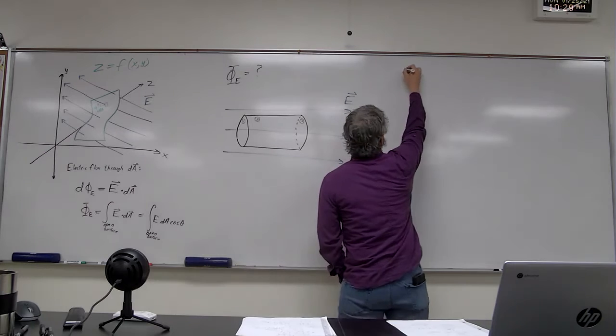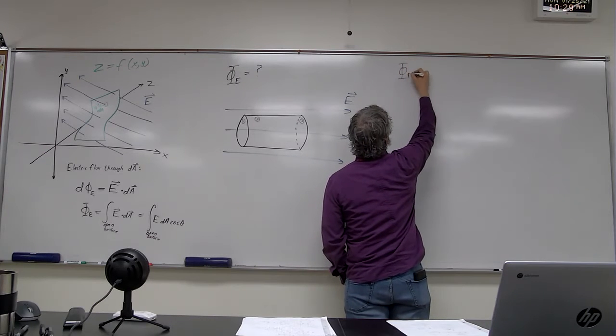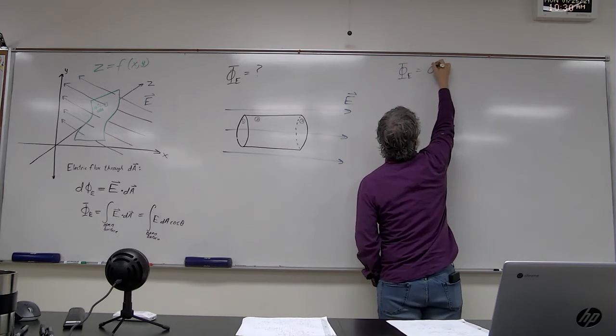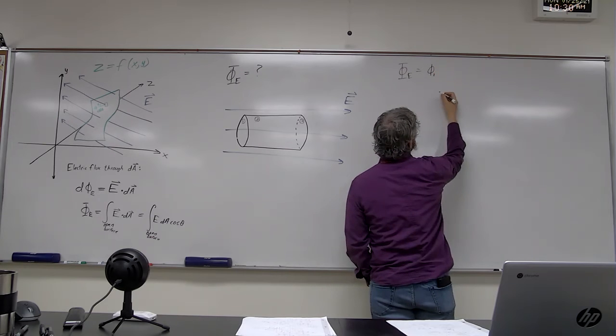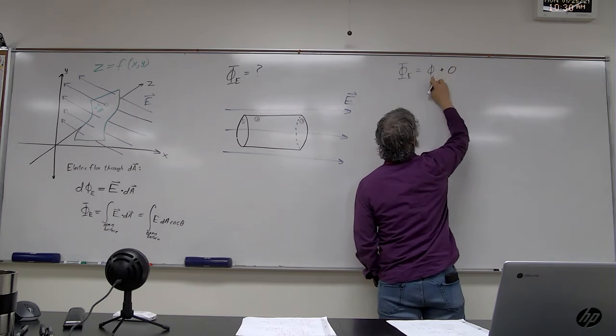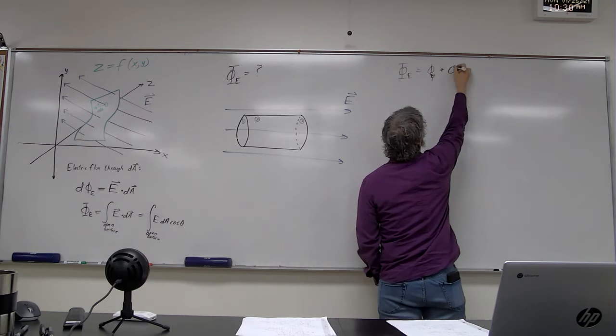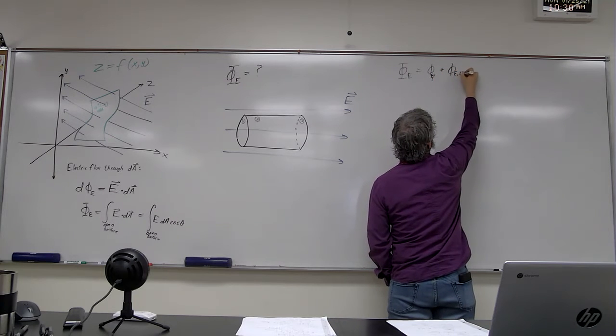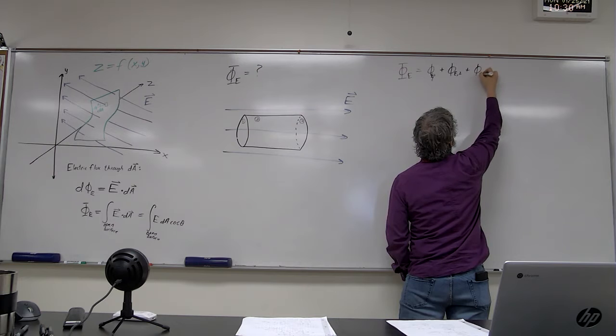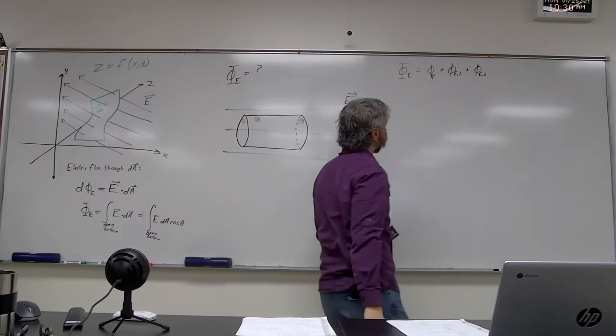So I can say that the total flux here is going to be the electric flux, because I have three surfaces, through surface 1, plus the electric flux through surface 2, plus the electric flux through surface 3.